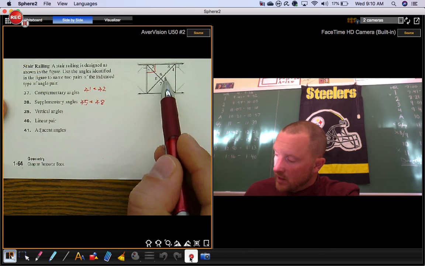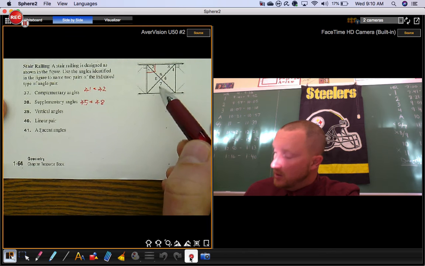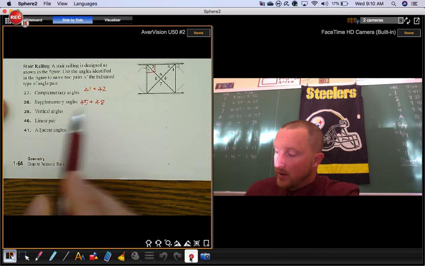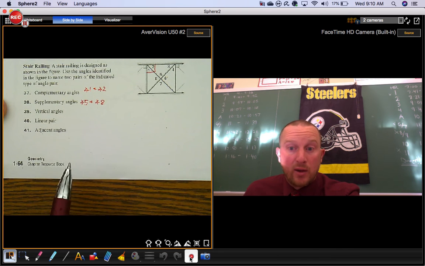Now, you could have said angle 5 and angle 6. You could have said angle 6 and angle 7. You could have said angle 7 and angle 8. Those are all pairs of supplementary angles because they make a line.